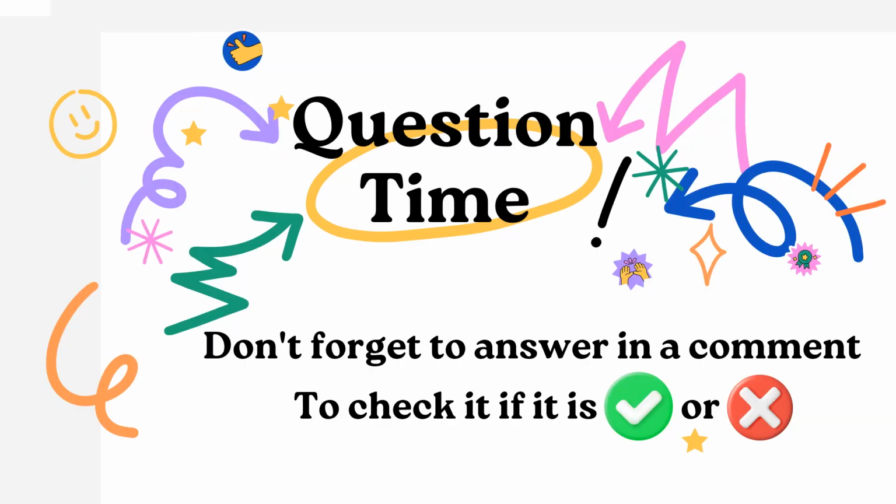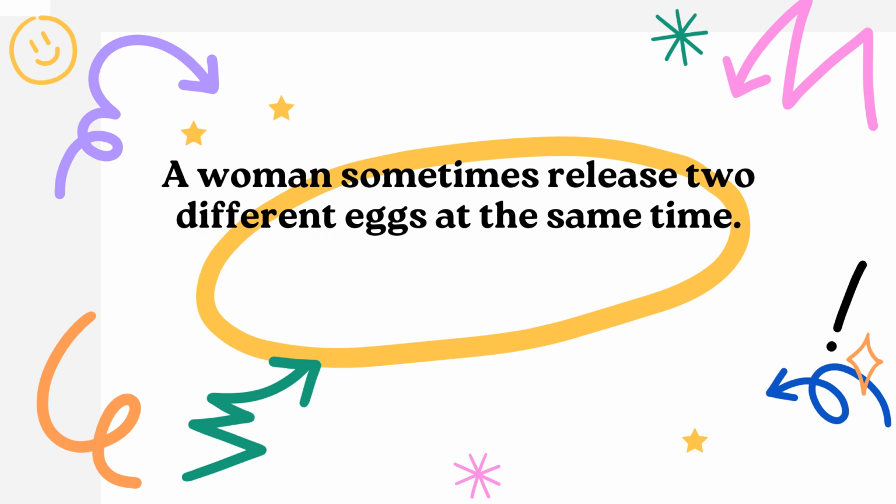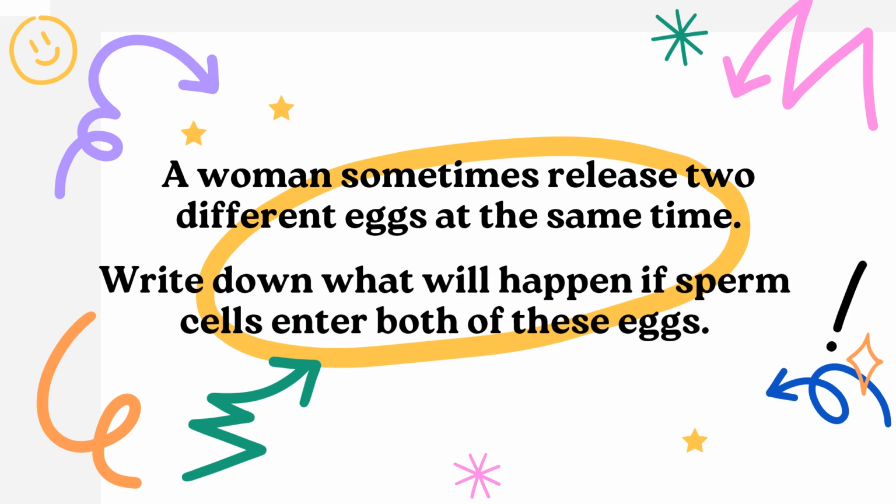Question time. Don't forget to answer in a comment to check it if it is right or wrong. A woman sometimes releases two different eggs at the same time. Write down what will happen if sperm cells enter both of these eggs.